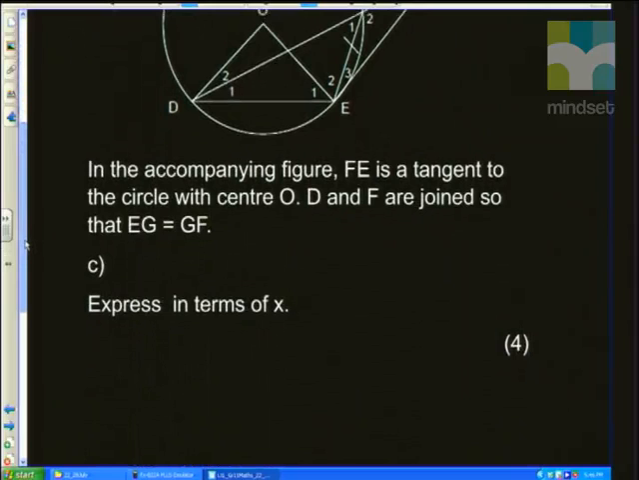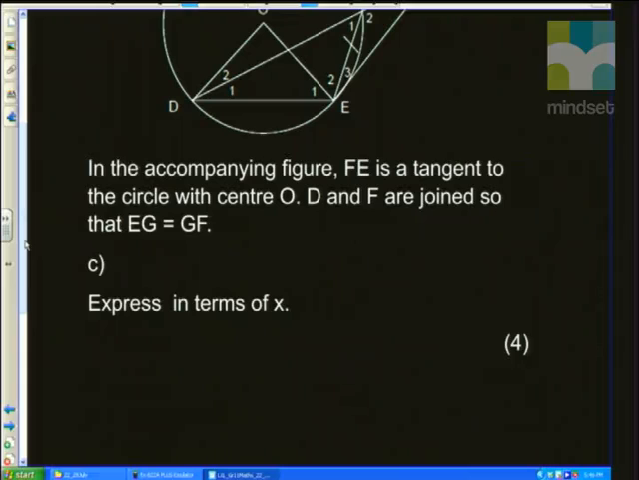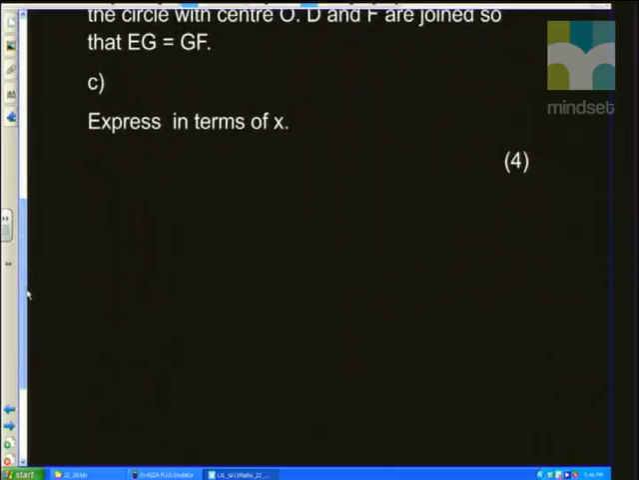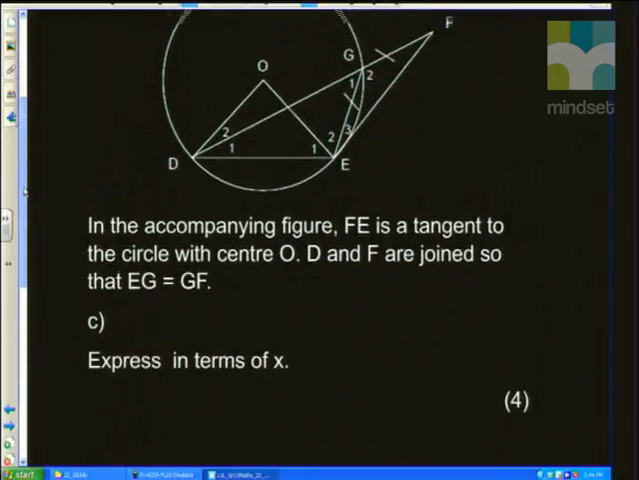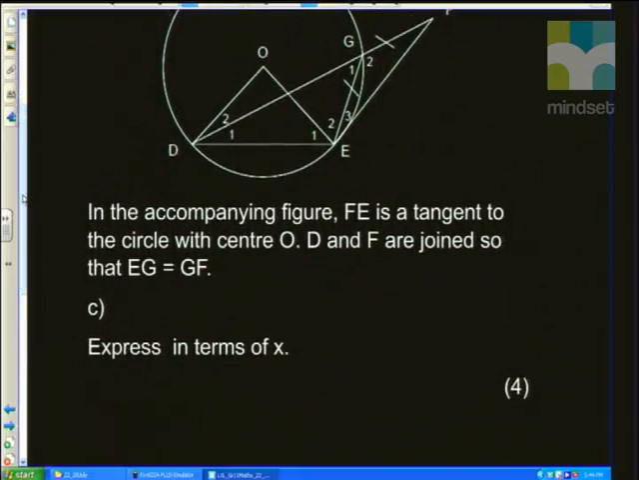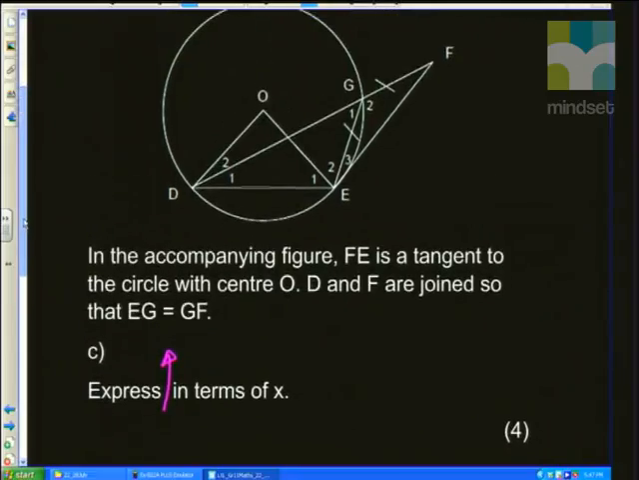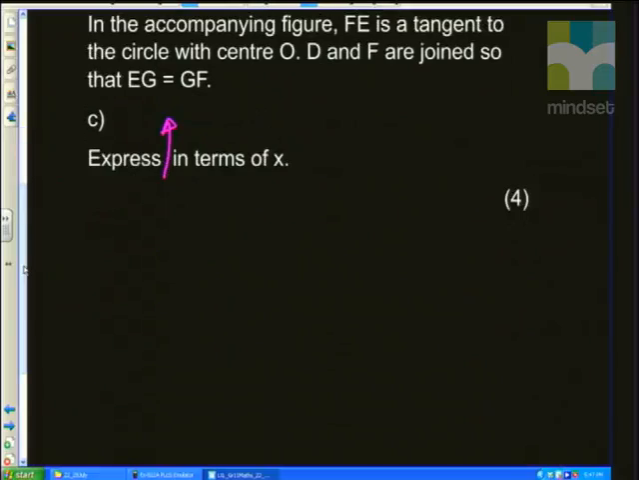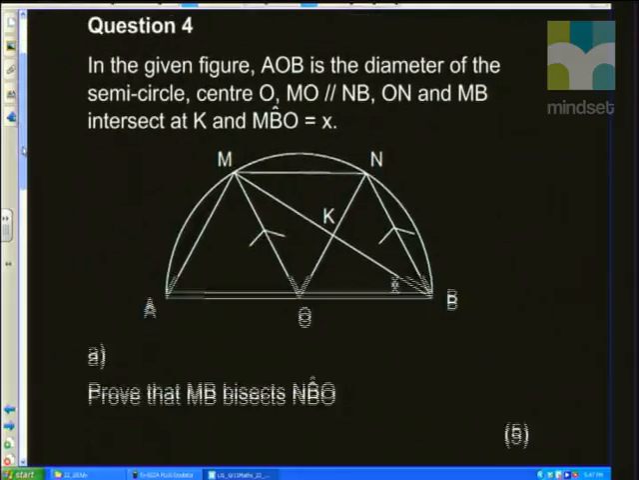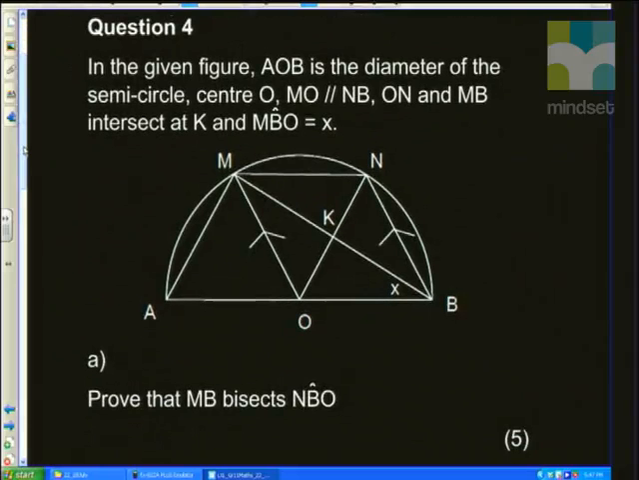Now, express in terms of X. Express who in terms of F? There's something missing here. We'll come back to this one. We need to express something in terms of X, but there's something that's missing there. So we're just moving straight to question 4.